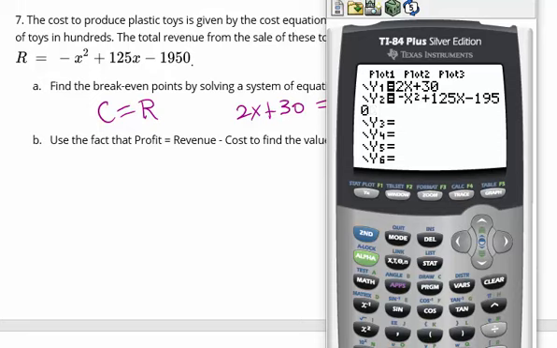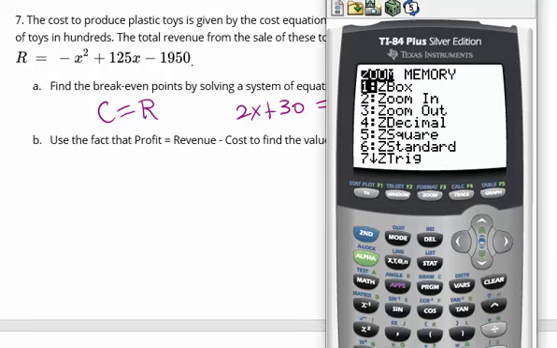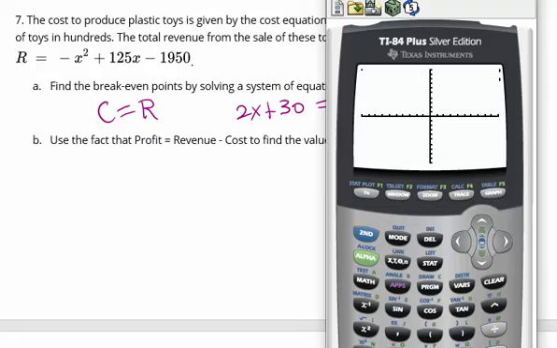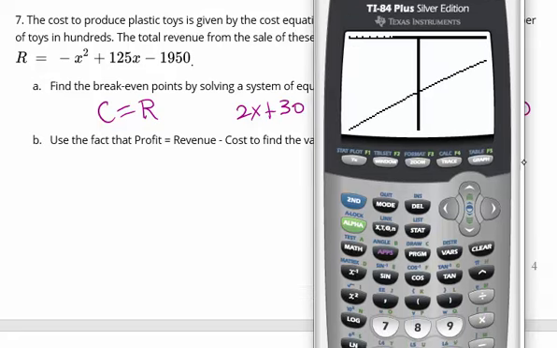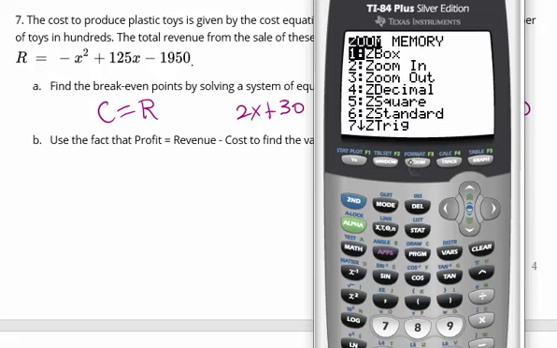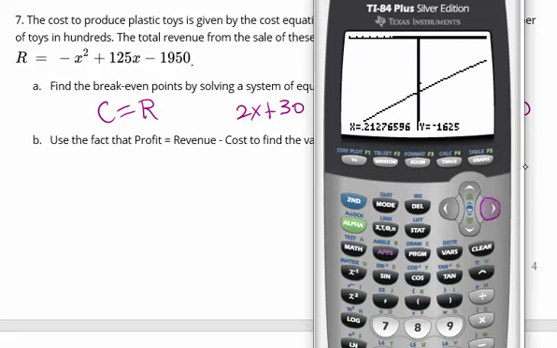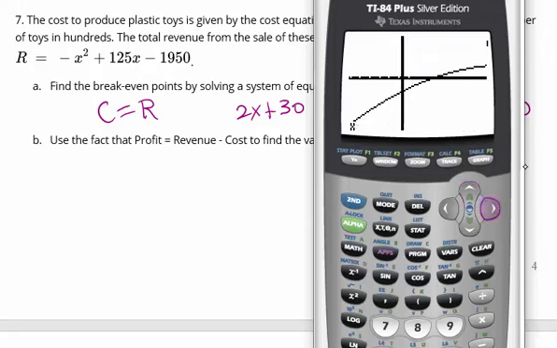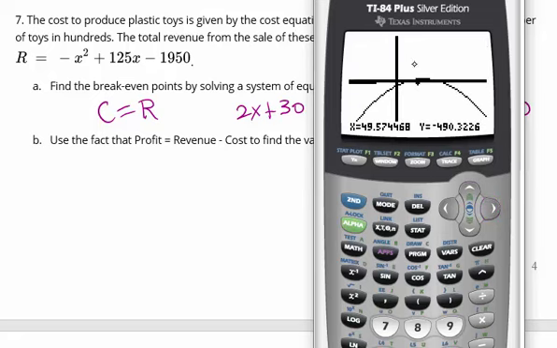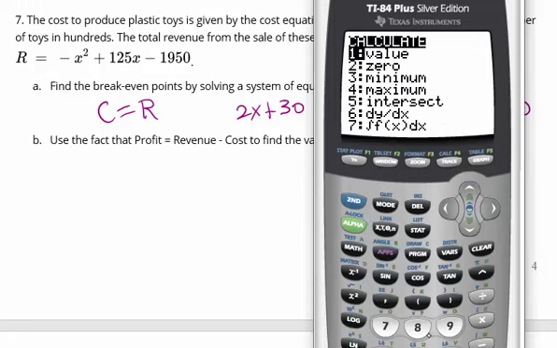Okay, and since I'm unsure what the viewing window should be, I'm going to just try zoom 6 and then zoom 0. Okay, and then maybe zoom out some. So zoom number 3. And since I want to zoom out around this upper right-hand corner, I'm going to move my cursor to that area and then hit enter. Maybe we'll do this one more time.